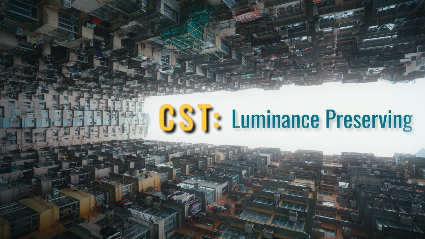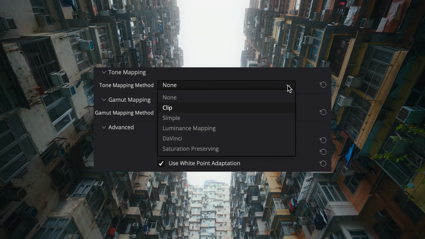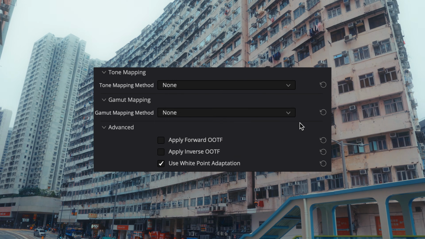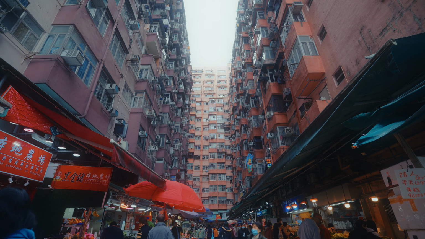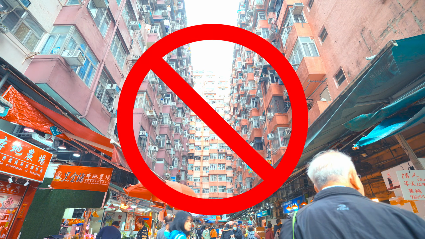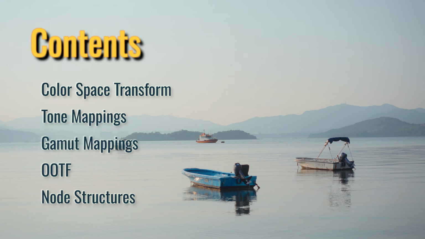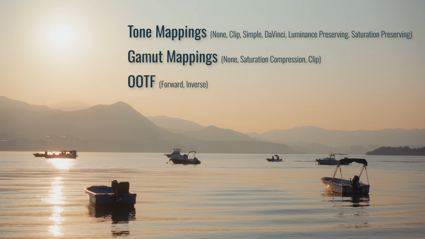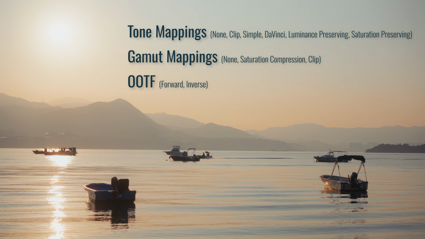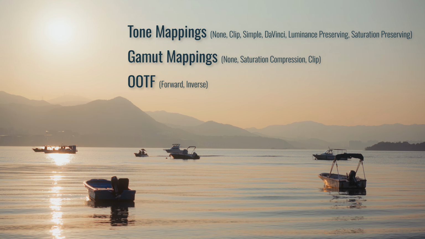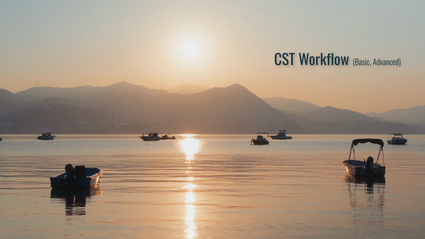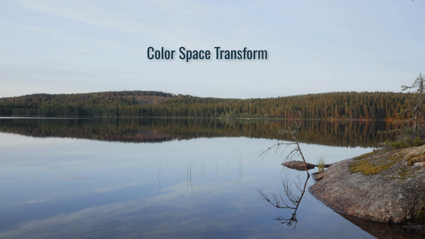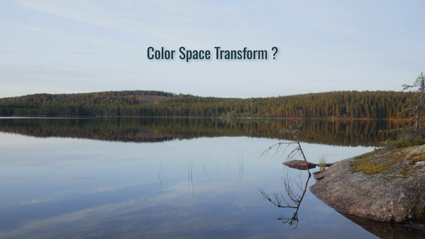DaVinci, Luminance Preserving, Simple. These options inside the color space transform node in DaVinci Resolve can either take your color grade to the next level or completely wreck it. In this video, we're going to cut through the confusion and take a deep dive into different tone mapping methods, gamut mapping methods, OOTF, what they are, what they can do, how and when to use them properly in your color grading workflow.